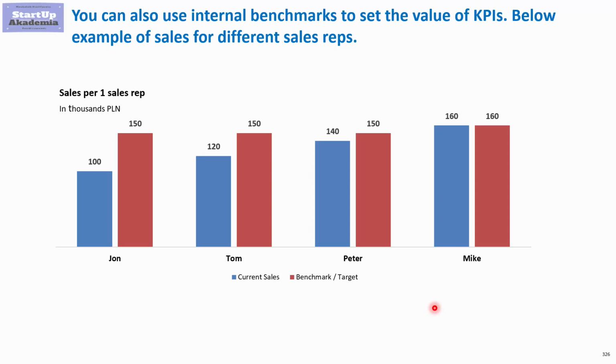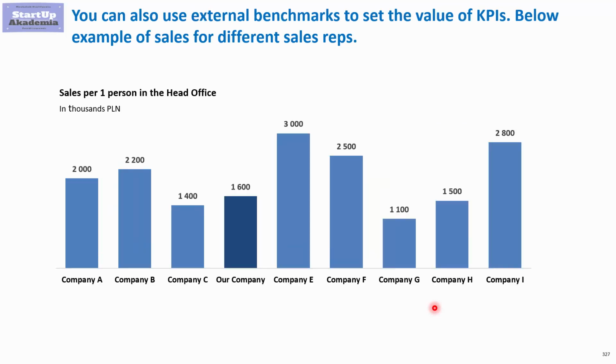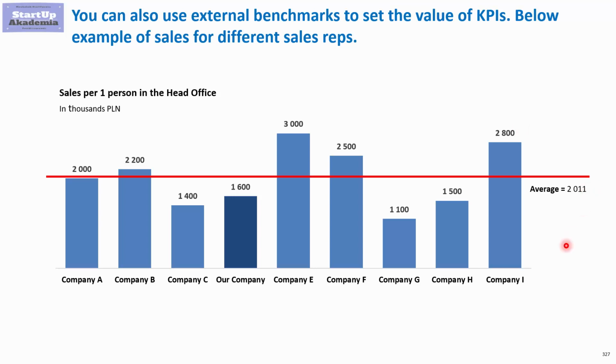And now let's have a look at another example of using internal benchmarks. In this case, we will be looking at the head office cost. So since we are not able to estimate directly the efficiency of the head office, we would look at the sales per one person. And here we have it for many companies. Our company is here. As you can see, for some companies it's higher, for some companies it's lower. Now, what we would do is set certain targets. So one target could be, for example, to reach at least the average level, which is 2,011,000. Or we can say, let's say that we could reach 80% of the best result, which would be 2,400. And this would be the target for the board of directors to reach at least this level or that level.